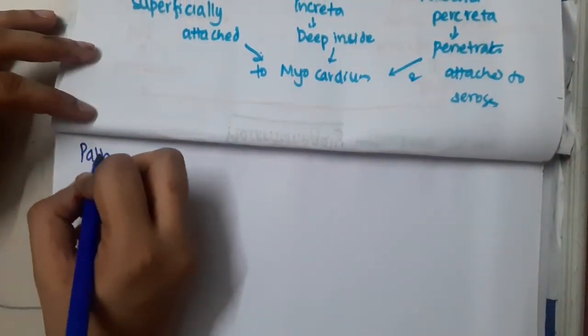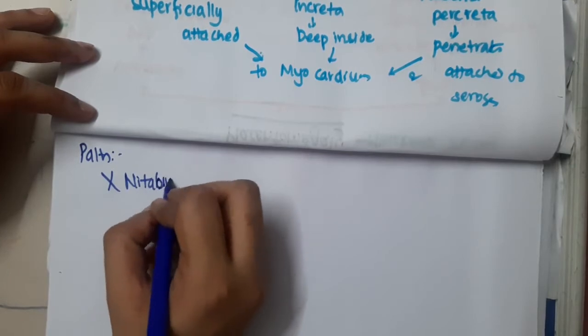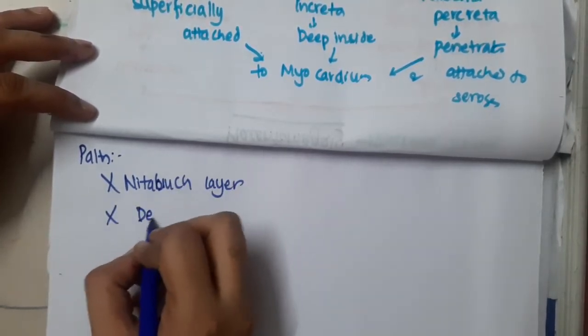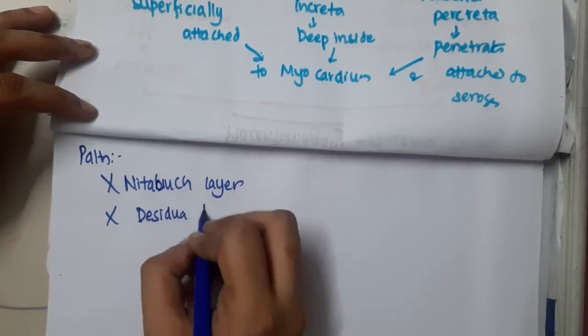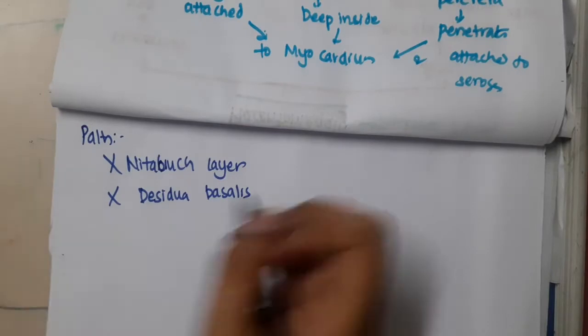So what is the pathogenesis? If you see the pathogenesis, there is absent Nitabuch layer, and one more, absent decidua basalis is seen. Okay, so what are the risk factors next?